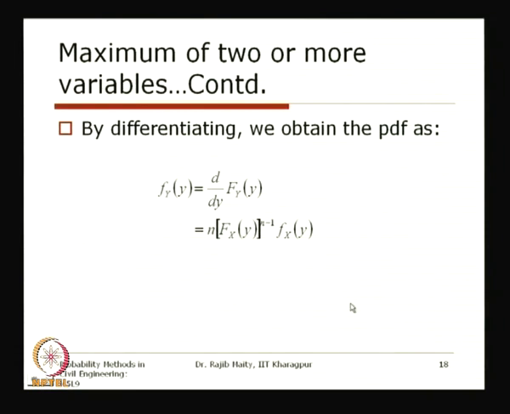Now if we want to know its PDF, we have to differentiate with respect to y, and this is the final form: n times Fx(y) to the power n minus 1, multiplied by fx, the PDF of the individual random variable expressed in terms of y.